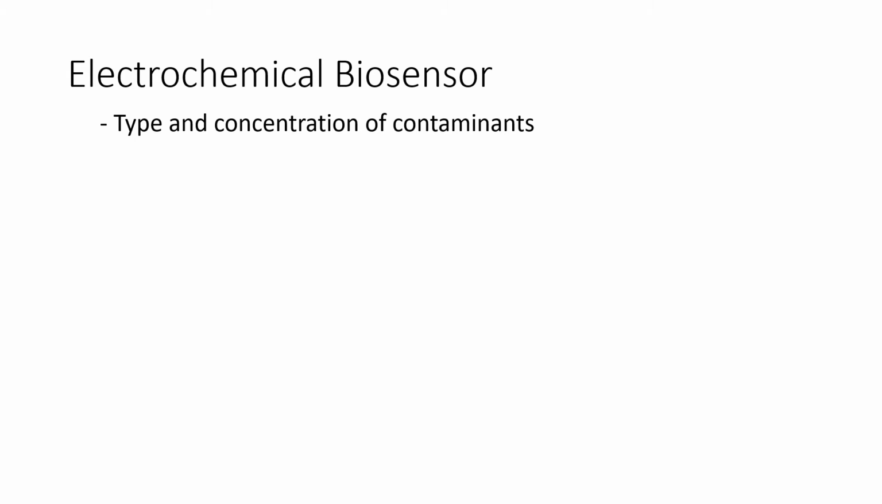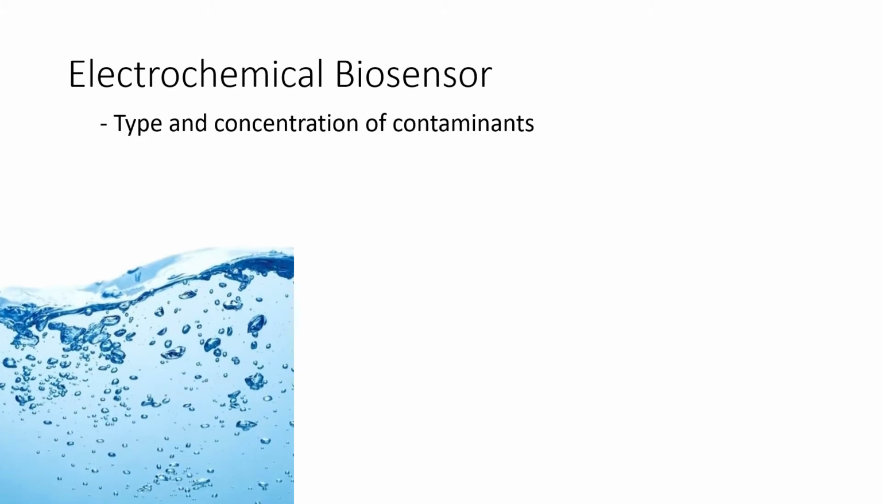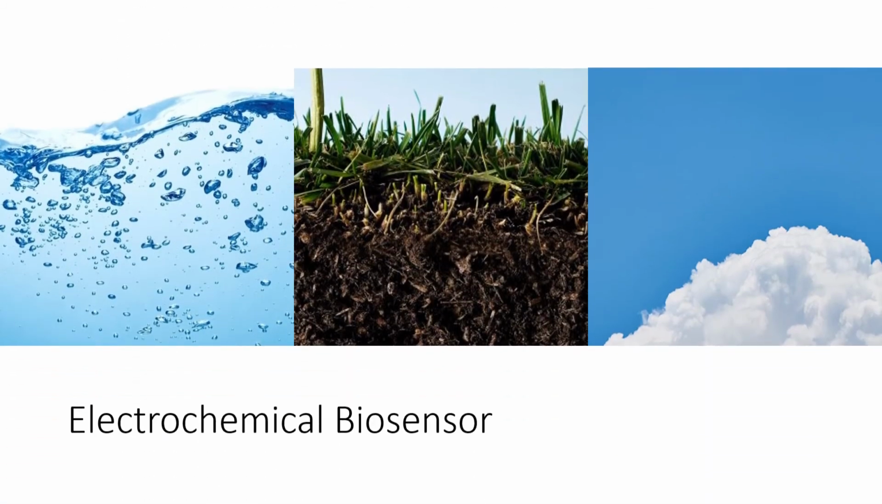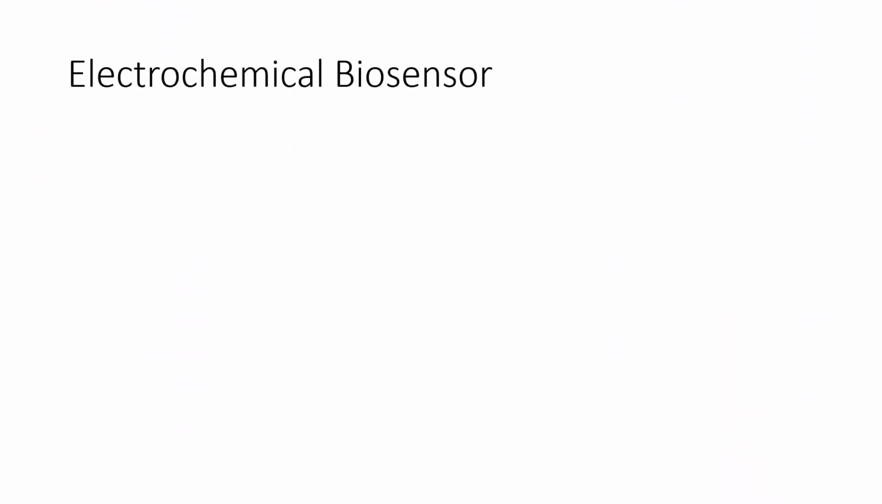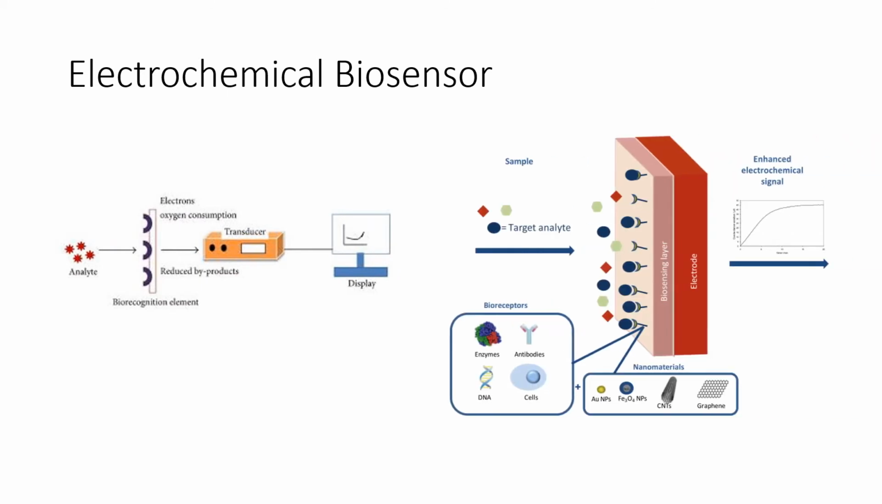The primary measurement media for environmental monitoring are water, soil, and air. The device consists of two components: a biological entity that recognizes the target analyte and the electrode transducer that translates the biorecognition event into a useful electrical signal.